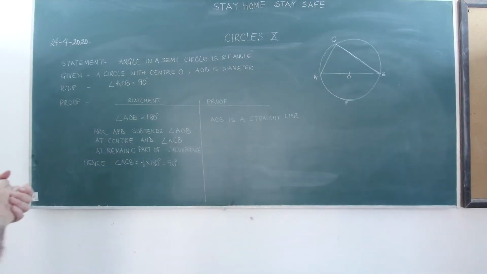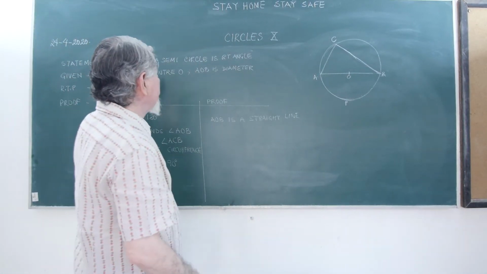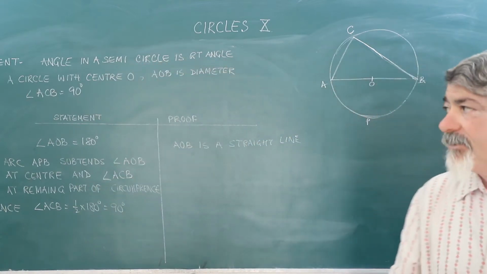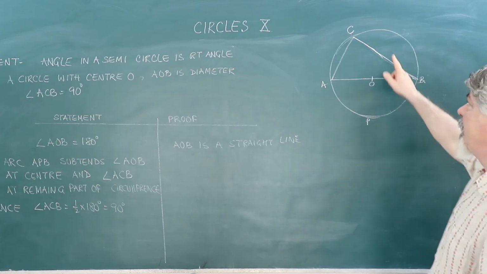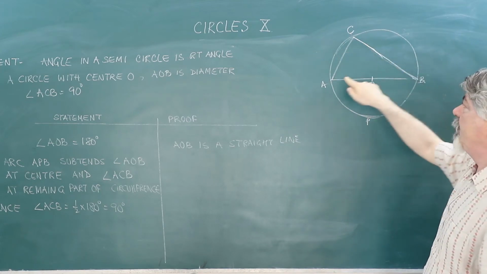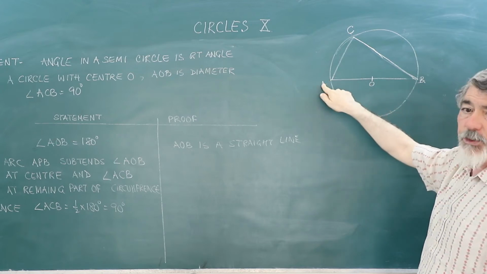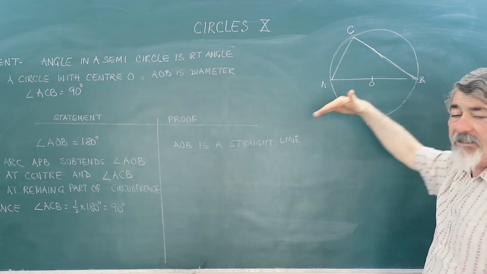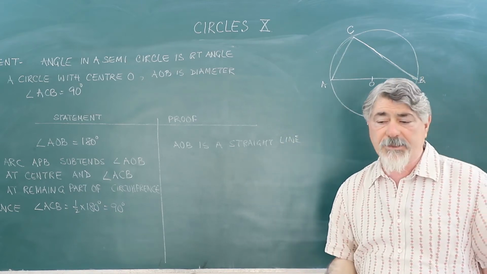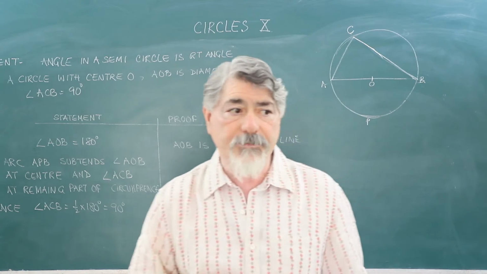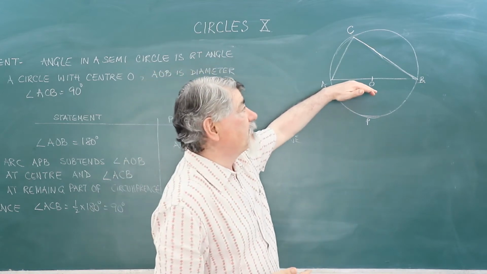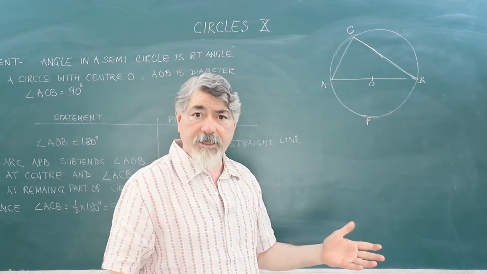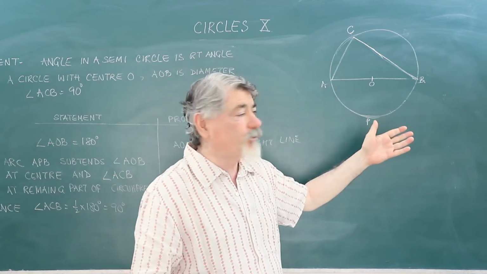The next theorem in this series is that the angle in a semicircle is a right angle. Look at this figure here. AOB is the diameter, O is the center of the circle. The diameter is the biggest chord of the circle, and the diameter divides the circle into two equal halves. Each half we call a semicircle.